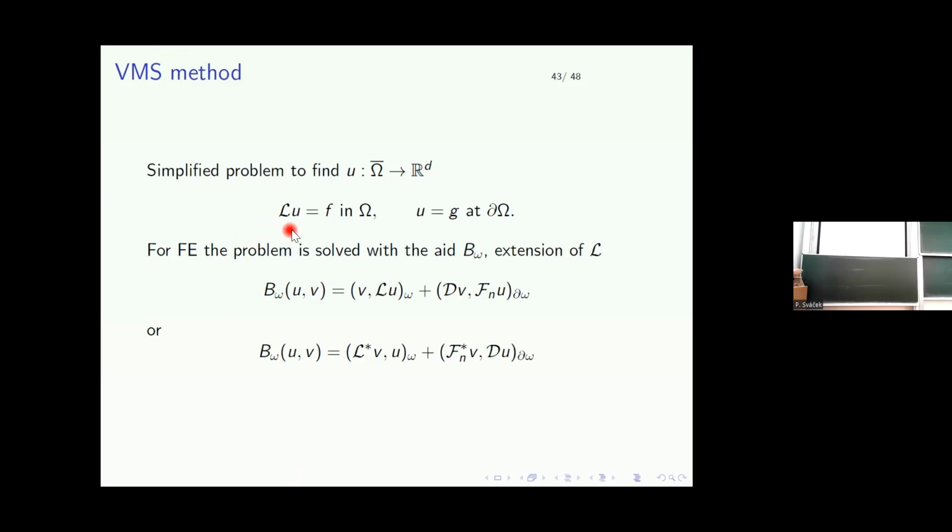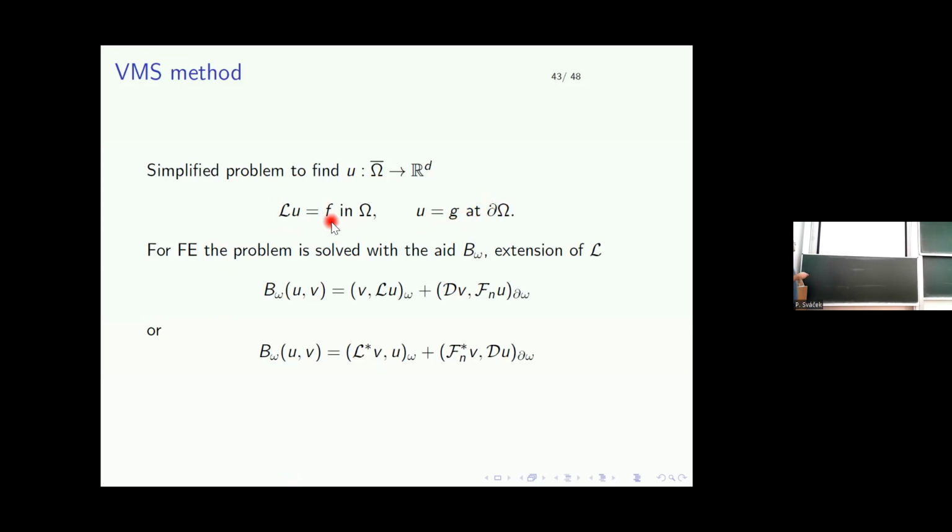So I would like it also to be shown on a simplified problem. Let's consider some operator L, which corresponds, for example, to convection-diffusion, but it can be a vector operator. It can correspond to the Stokes problem or the Oseen problem. So we have the operator L applied on U equal to F with some Dirichlet boundary conditions.